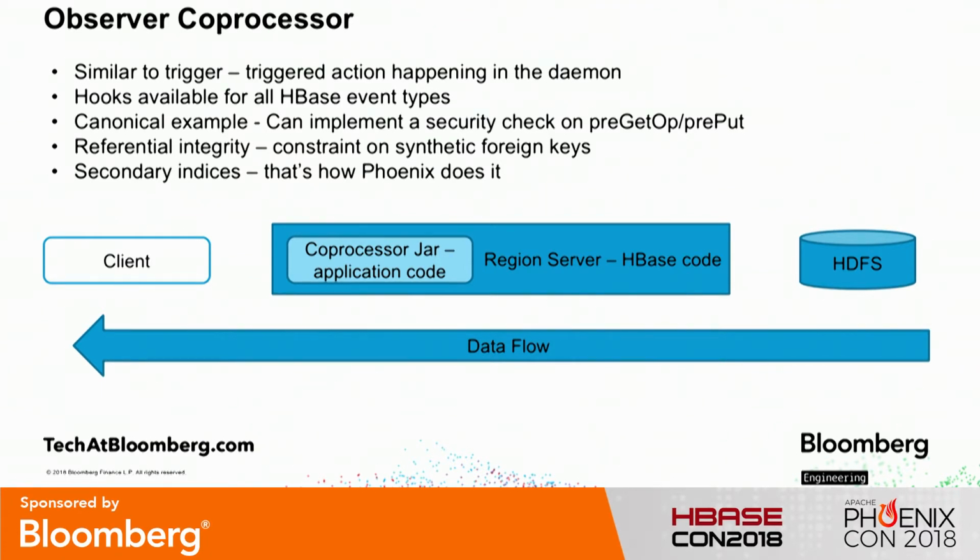And at the bottom of this slide, what you have is what the data flow looks like, where when you're reading data, for example, from HDFS, the data will pass through your region server, and it will pass right through your coprocessor jar, which is written by your application developers, and only then pass to the client.